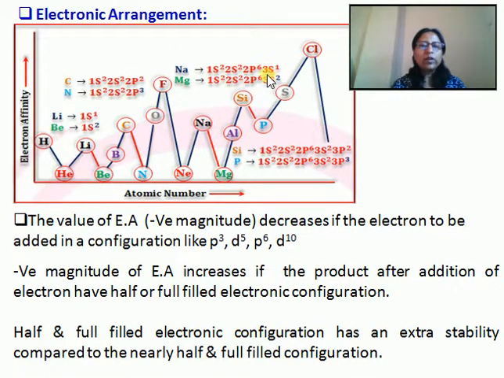In sodium we have a 3s1 configuration, so it will easily gain one electron, but in magnesium it will not get a stable configuration after gaining one electron, so it will have a less electron affinity value. And a similar thing is present in the case of silicon and phosphorus. Silicon has a 3p2 configuration and phosphorus has a 3p3 configuration. So now you can understand how important the electronic arrangement of an atom is, and how it dictates the value of the electron affinity of atoms.